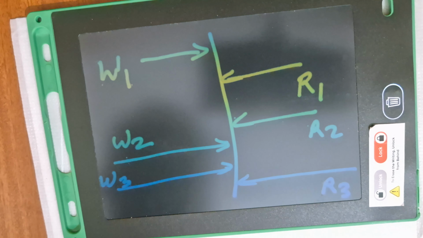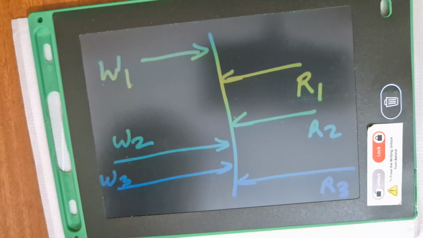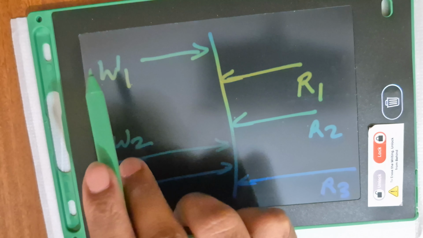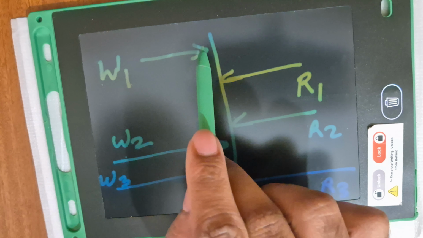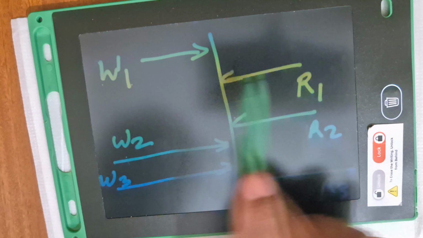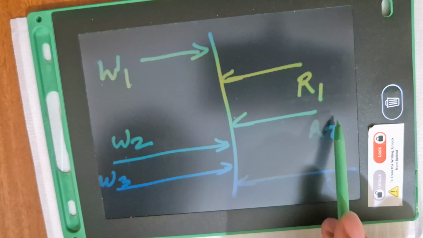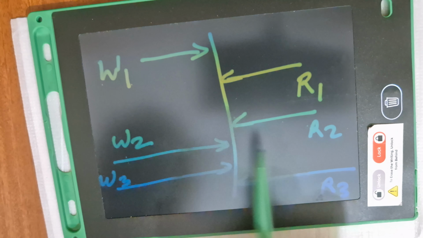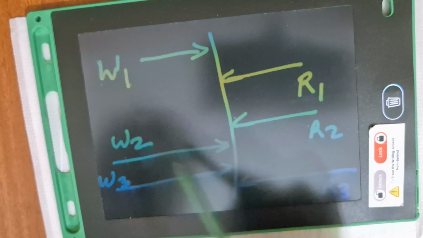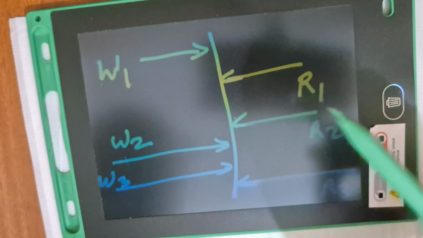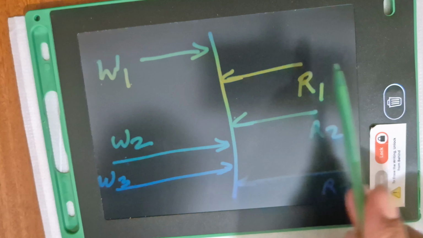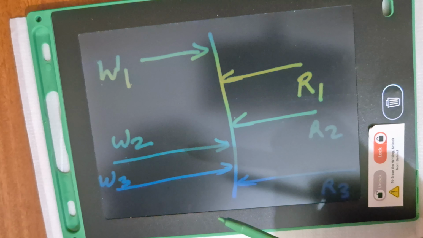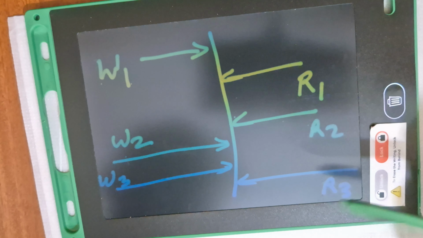So in a typical database, a database is basically working with multiple threads. Let's say thread one is writing something at T1. Thread two is reading something at T2, and again it is reading something at T3. So all these things can happen, but it is not guaranteed that it will happen in the same sequence. Like W1 can happen after W2, or W1 can happen after R2.